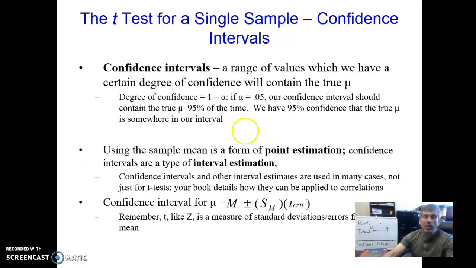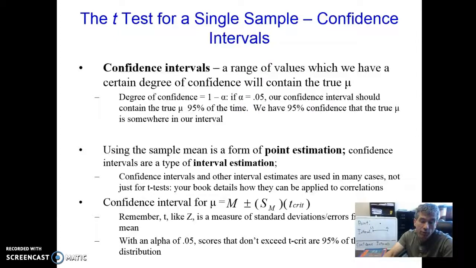So again, the logic behind this is that a t-score is a measure of standard errors from the mean. We're kind of undoing this process there by saying, okay, that sample mean, what is the beginning and the ending point of the range of scores where we have 95% confidence that the real parameter is in there. So with an alpha of 0.05, scores that don't exceed t-crit are the remaining 95% of that distribution. Basically, we are doing a very similar process there. We're looking at what 95% of the distribution of outcomes, where that sample mean is dead center, would look like, what would be the minimum and the maximum.